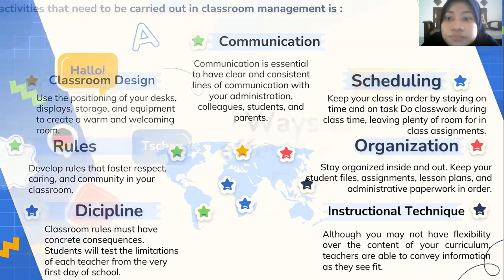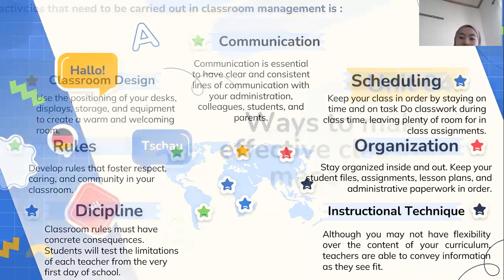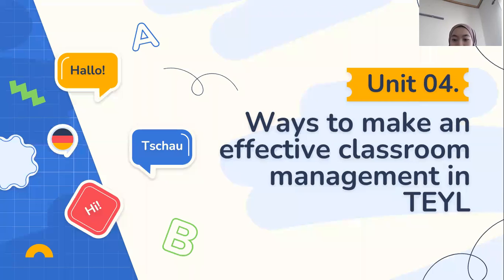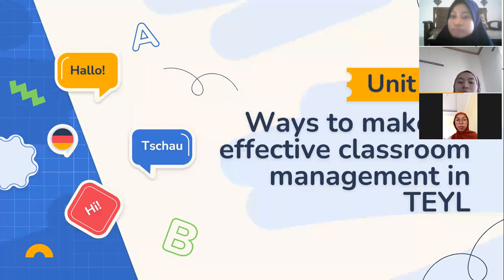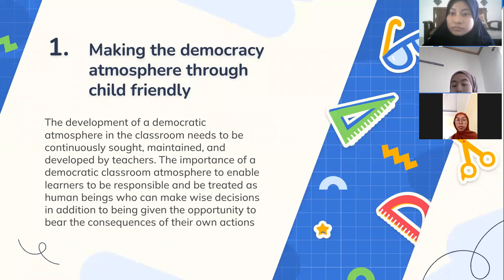Okay. The next material is ways to make effective classroom management in TL. 1. Making a democratic atmosphere through being child-friendly.